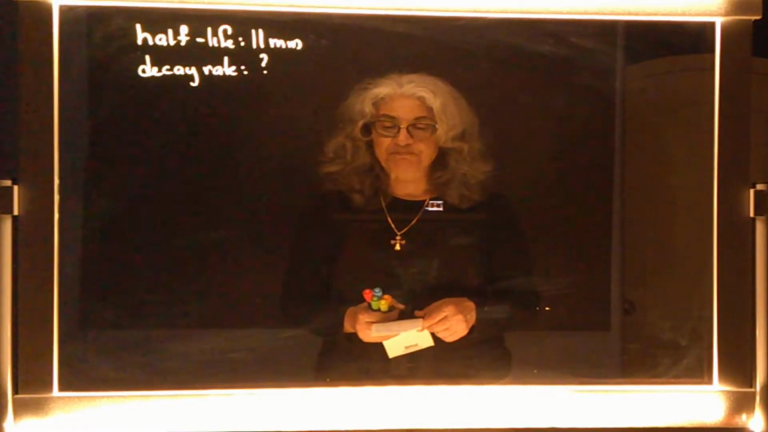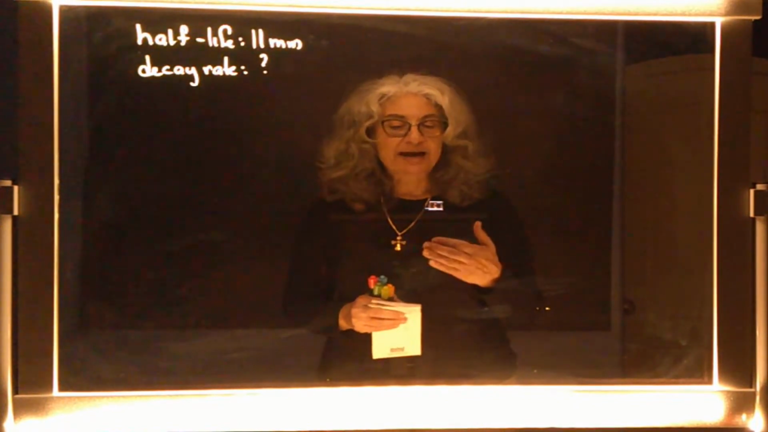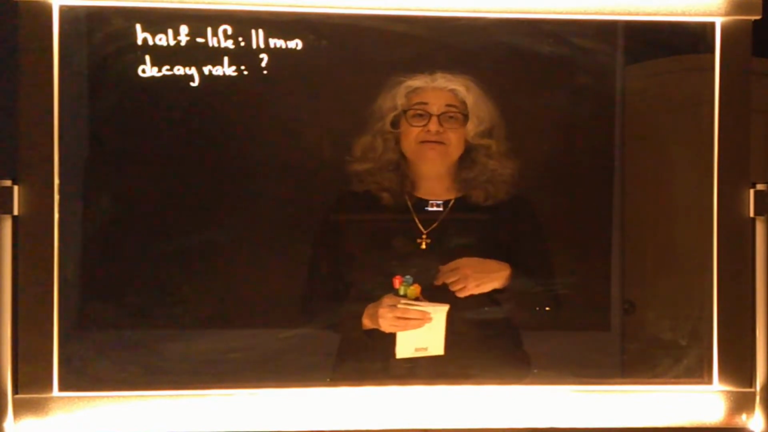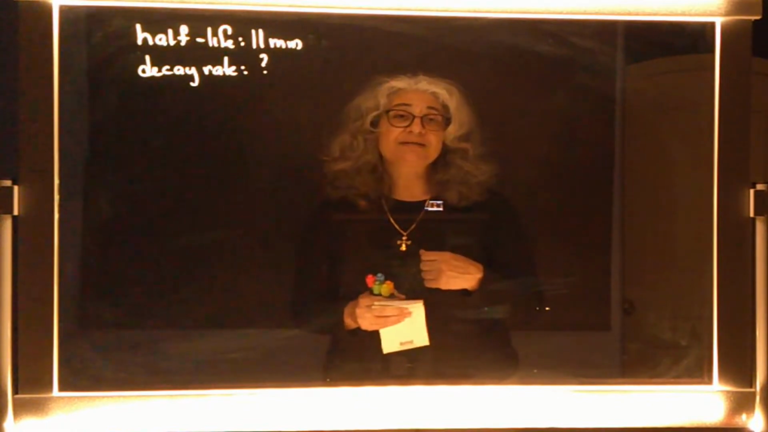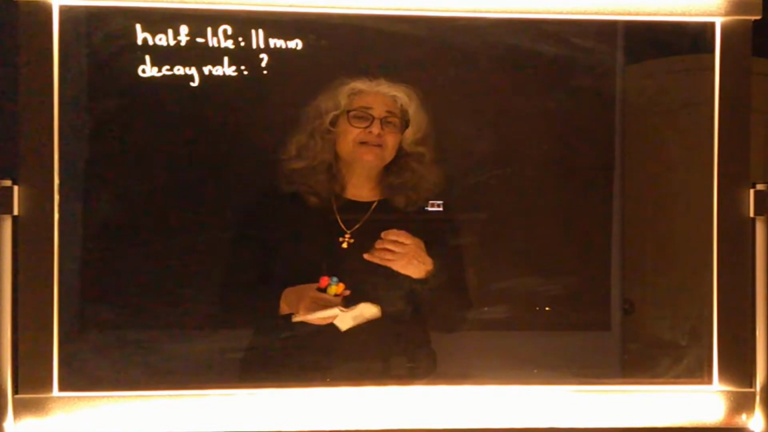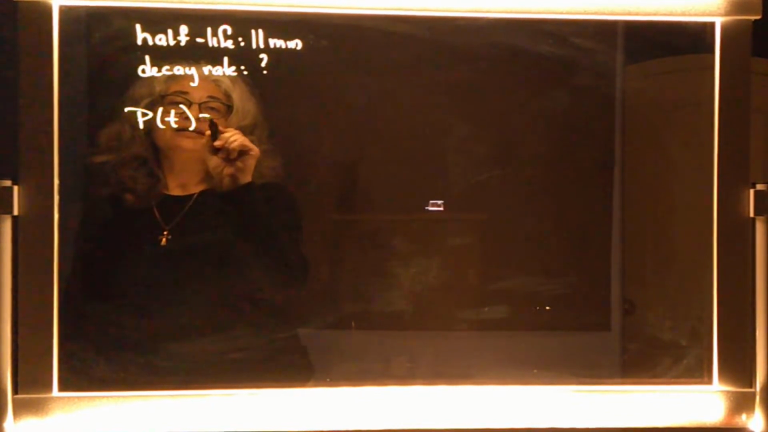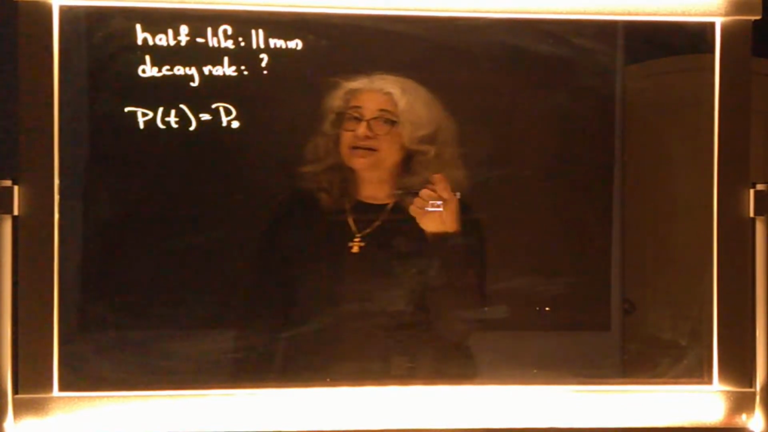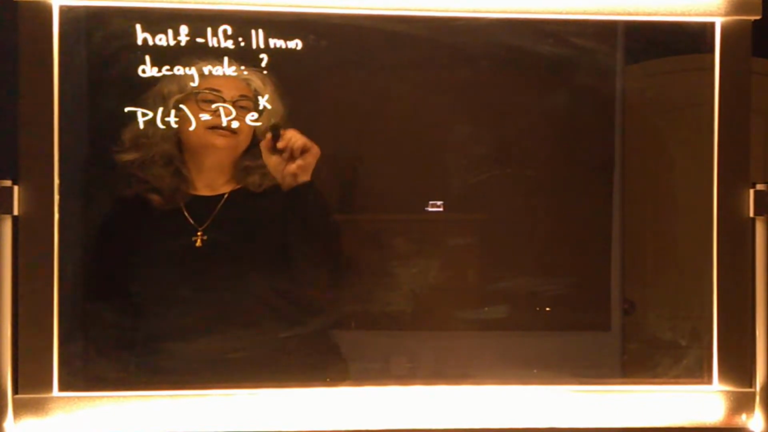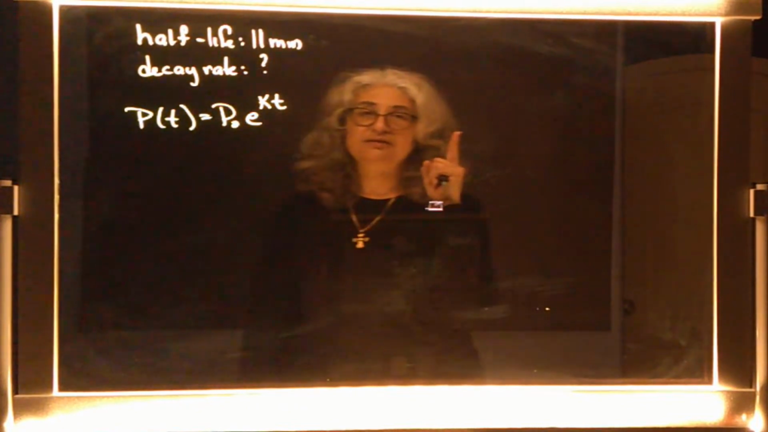Here's the next one. The half-life, capital T, for a particular radioactive element is 11 minutes. Now they want you to find the decay rate. Well, what kind of model is it? Good, a decay model, which means write the formula down, right? The generic formula, P of T equals P sub 0. What does that represent? Initial amount, excellent, times e to the k. What's k? Good, the rate, times t, which is time.